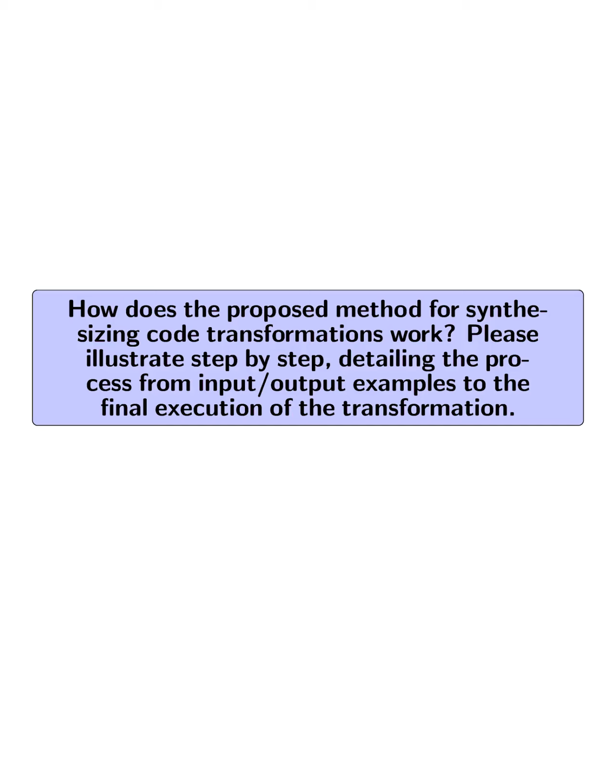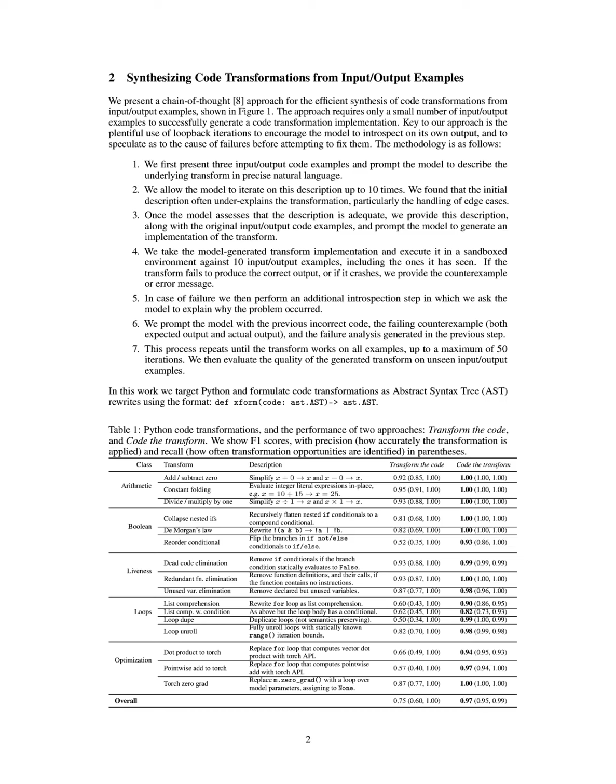How does the proposed method for synthesizing code transformations work? Please illustrate step by step, detailing the process from input-output examples to the final execution of the transformation. The proposed method begins by presenting 3 input-output code examples to the model, prompting it to describe the underlying transformation in natural language. This description is iterated upon up to 10 times to ensure it adequately covers the transformation, particularly edge cases.